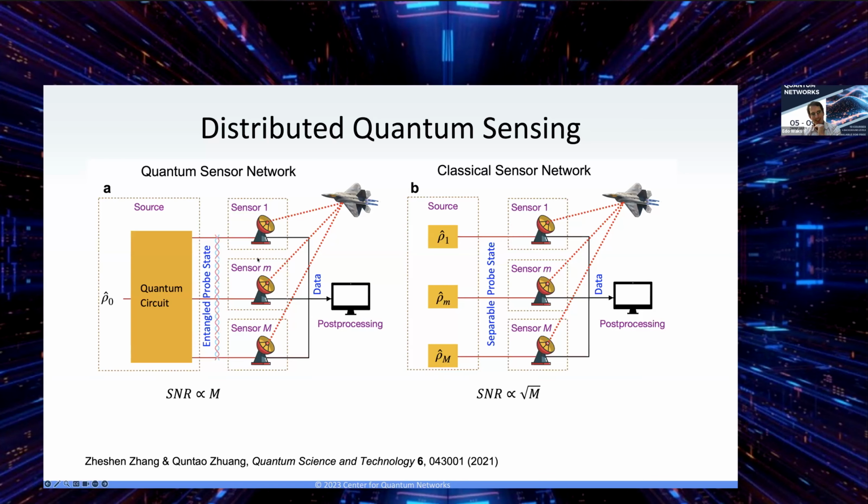However, if we initially establish entanglement between the different sensors using a quantum network, then the signal to noise ratio scales as m, not square root of m. And this is a big advantage. If we have 10 times as many sensors, we get 10 times the signal to noise ratio. So this ability to get resolution beyond the classical limit is a major advantage in sensitivity, and one of the main reasons why distributed quantum sensor networks are something that people are actively pursuing right now.